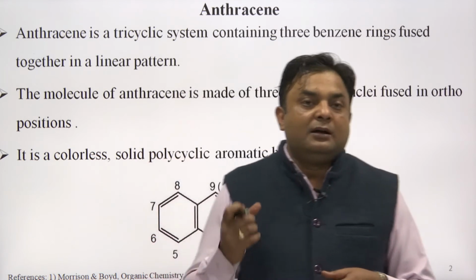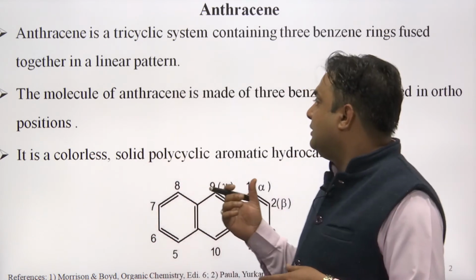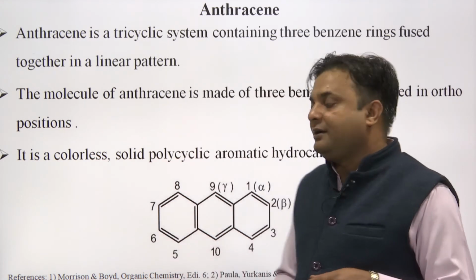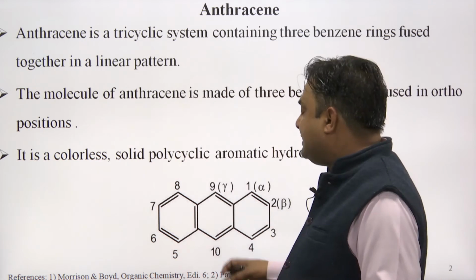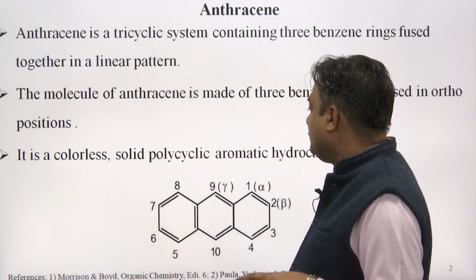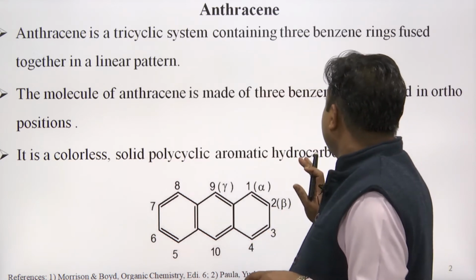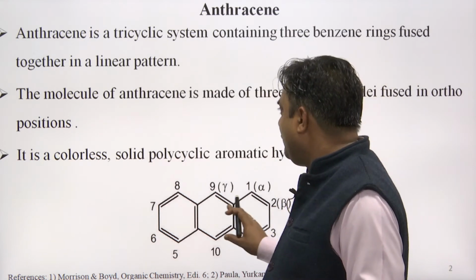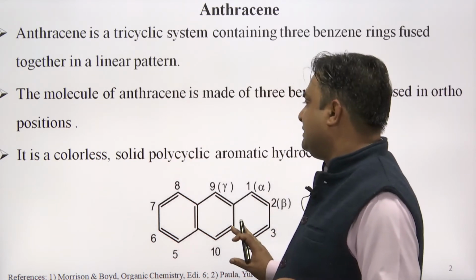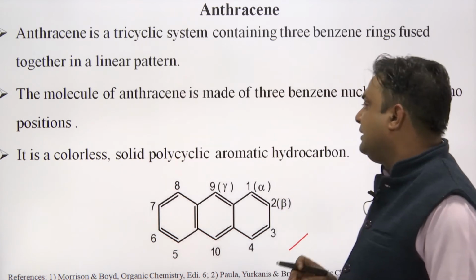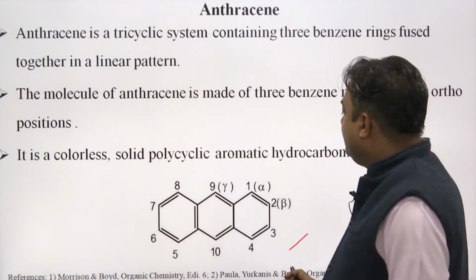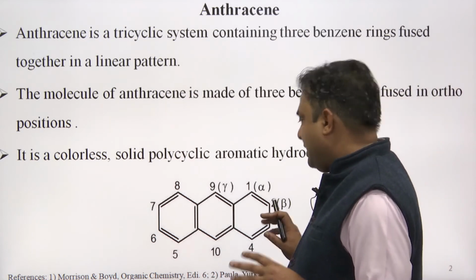When we go to know about the structure of anthracene, you can see that it is a tricyclic system. Tricyclic system means it has 3 benzene rings joined with each other at the ortho position in a linear fashion. So the molecule of anthracene is made of 3 benzene nuclei. You can see it in the structure. It is a colorless solid polycyclic aromatic hydrocarbon. This is the structure of anthracene.